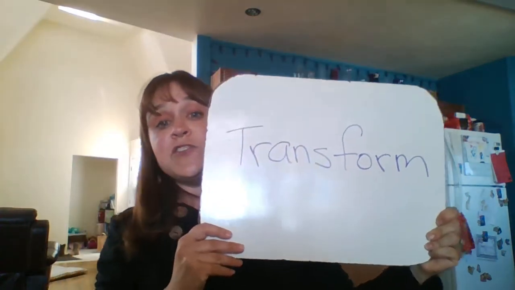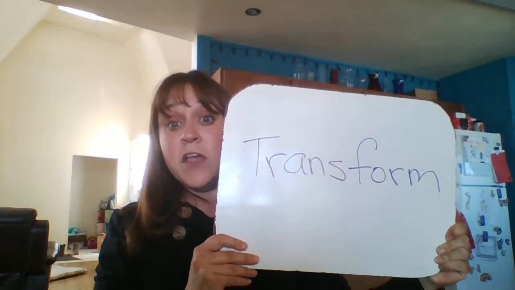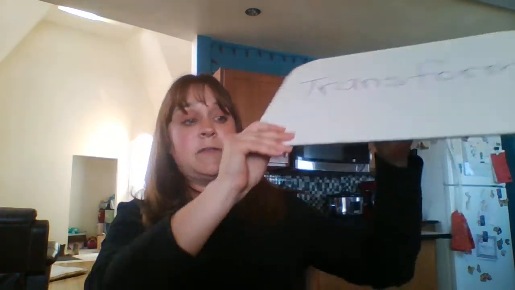Transform. This is transform, right? This is what transform looks like when it's written down. So transform, let's do the syllables. Get your arms out. That's how we do our syllables. Transform, transform. Again, transform, transform. Transform was 2 syllables, right? Transform means to change from one state, solid, to another, a liquid.